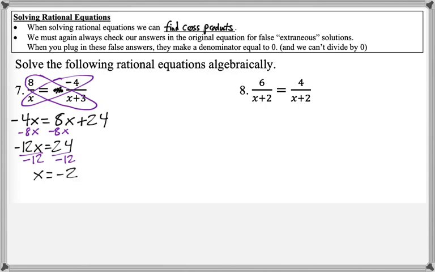Now, before I can circle negative 2 as my answer, I need to check it in my original denominators to make sure that it doesn't equal 0. So plugging in negative 2 into this denominator makes it negative 2, so that's okay. And plugging in negative 2 into this denominator makes it positive 1, so that's okay. So as long as it's not 0, negative 2 is my answer.